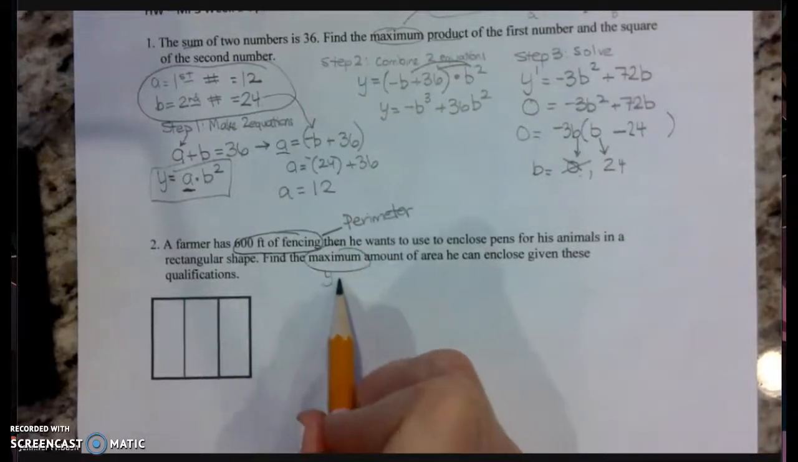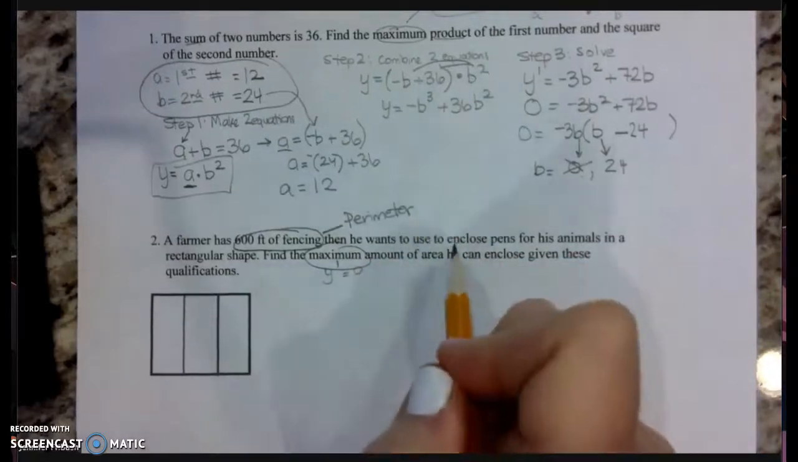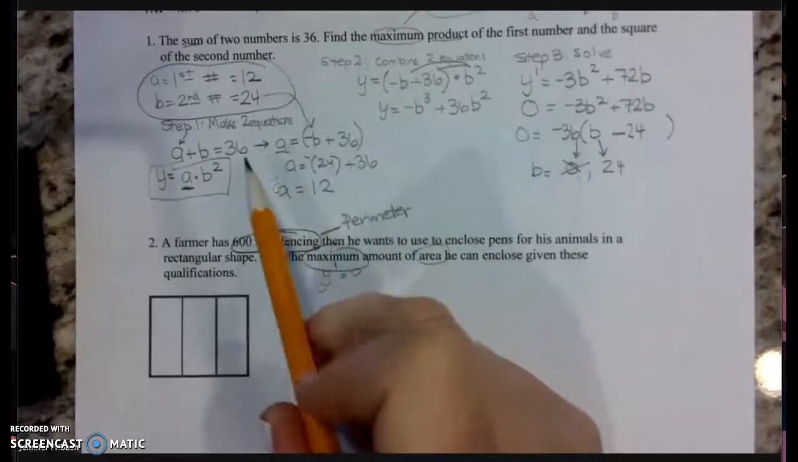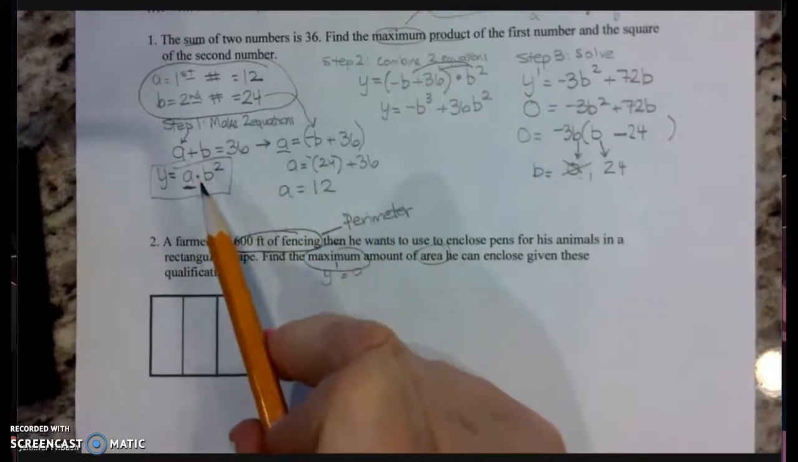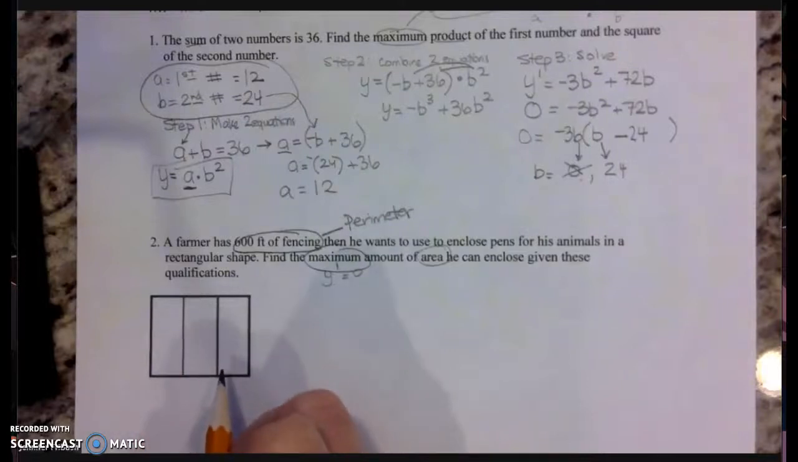Maximum. We're going to have a y equation because y prime equals 0 will give me my extrema area. So we're going to have two equations just like we did here. This was sum and product. Now we're going to do perimeter and area, which is still sum and product when you think about it. Okay, so I have a picture.